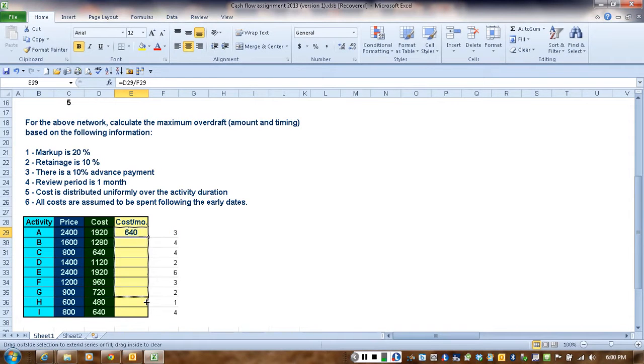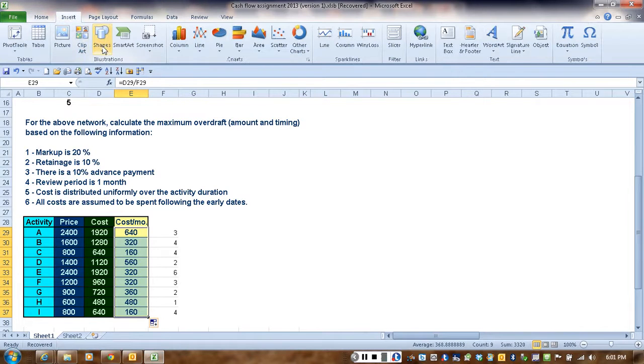As you can see, we're automating our calculations. We're doing it very quickly. So basically that's the cost distribution per month. So activity A for 4 months is going to spend $640 a month, activity B $320, and so on and so forth. What we're going to do next, we're going to draw a table, or we're going to draw actually a bar chart. So something like that.